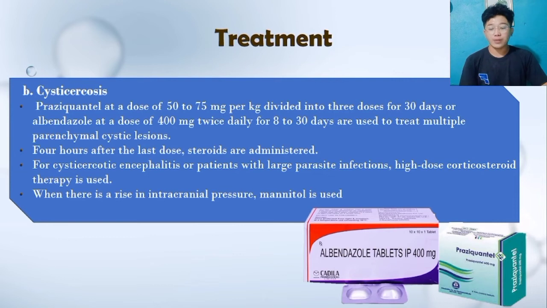In cysticercosis, praziquantel at a dose of 50 to 75 milligrams per kilogram divided into 3 doses for 30 days, or albendazole at a dose of 400 milligrams twice daily for 8 to 30 days are used to treat multiple parenchymal cystic lesions. 4 hours after the last dose, steroids are administered. When there is a rise in intracranial pressure, mannitol is used.